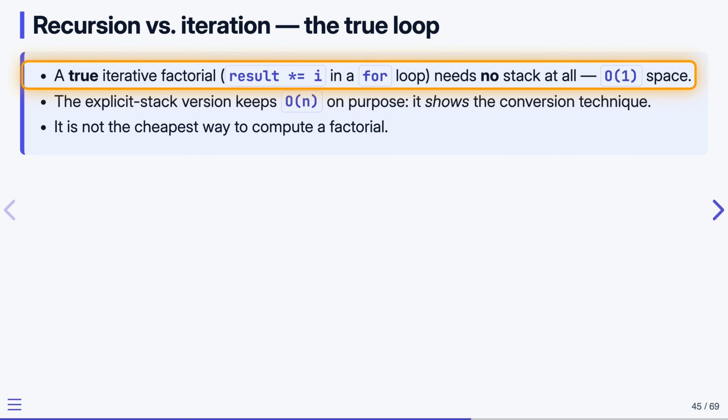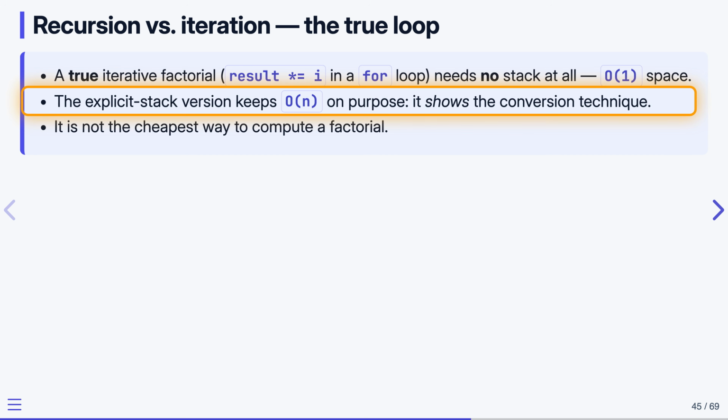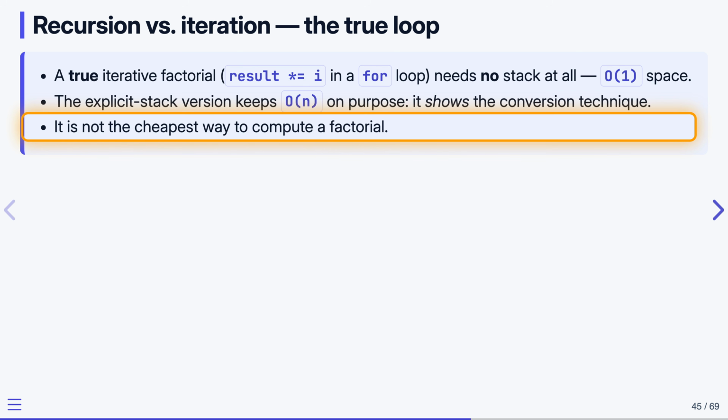One more point about that last column. A true iterative factorial with result times equals i inside a for loop needs no stack at all. Its space is big O of 1. The explicit stack version keeps big O of n on purpose. It is there to show you the conversion technique. So do not read it as advice. It is not the cheapest way to compute a factorial.